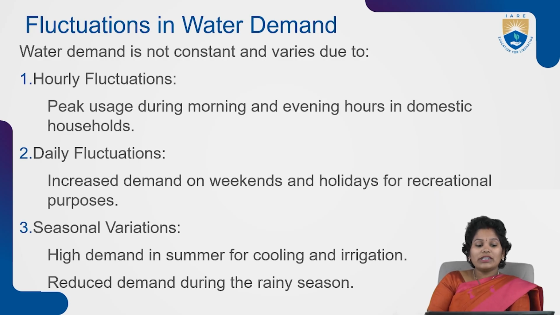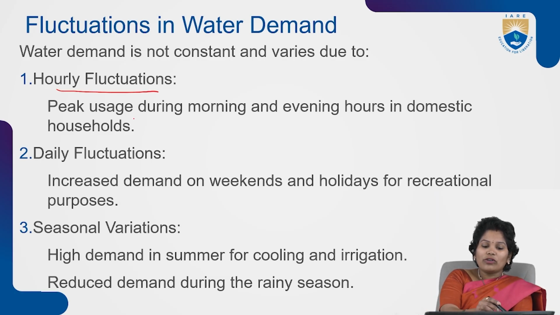So fluctuations, we see different fluctuations in different hours, right? If it is morning, the usage of water is very high. The demand is very high. In the midday, we see very little. Compared with morning, it is somewhat less. In the evening, somewhat higher than the midday, right? So depending upon the hourly fluctuation, we see different water demands. In hourly fluctuations, peak usage of water we see mainly in the morning and evening hours, right?